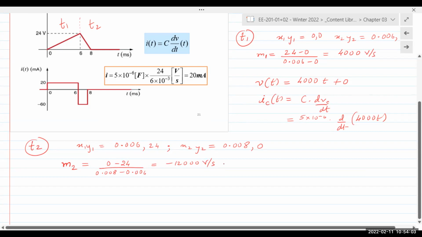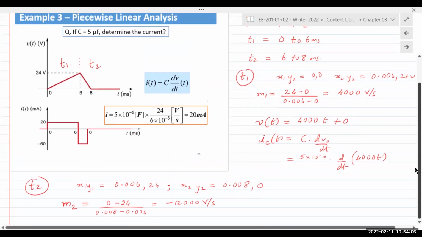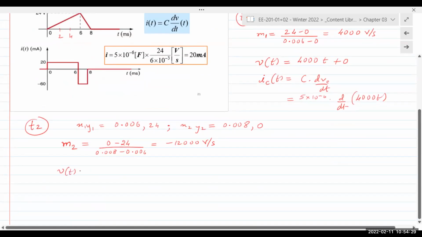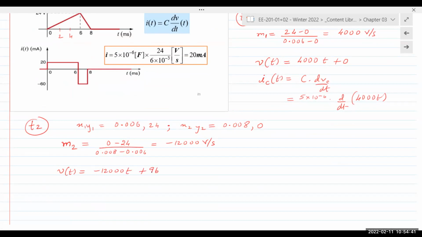And the y-intercept will come out to be, it was 24 volts for every 2 milliseconds, so 48 here, and 96 here. The equation of my line would be V of t is minus 12,000 t plus 96. You plug the same value into this equation, and we should obtain minus 0.06.